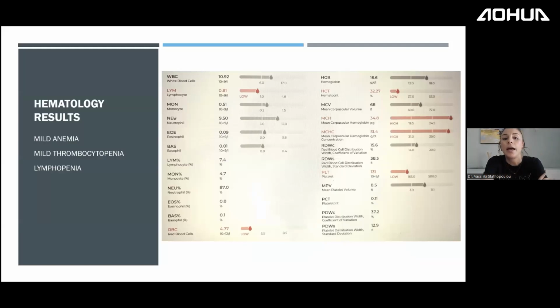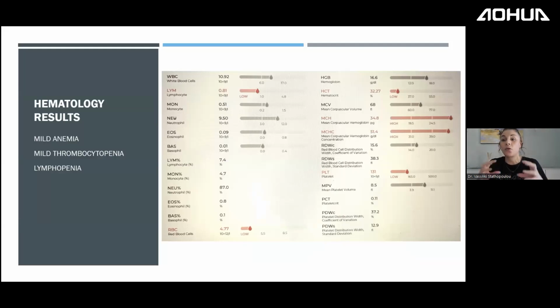Let's have a look at this Shar-Pei's hematology results. For a reason that surprised each and every one of us, the HCT was low, but it was not as low as we had in mind when we did the clinical examination.